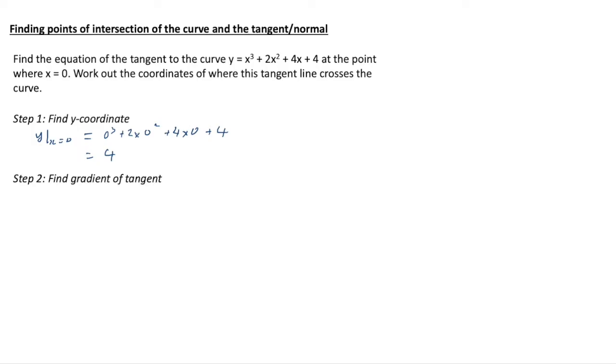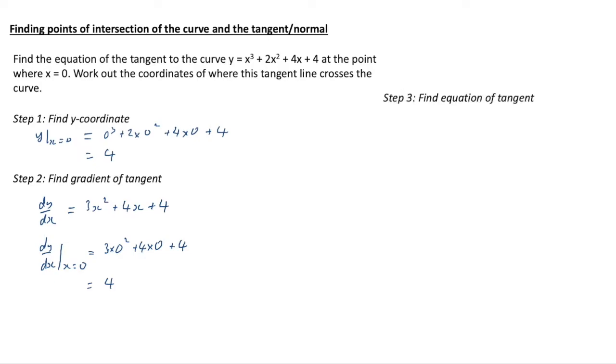Now we have to find the gradient of the tangent at that point. So dy by dx is 3x squared plus 4x plus 4. And when we put 0 into that, so dy by dx when x is equal to 0 gives us 3 times nothing squared plus 4 times nothing plus 4. So that is 4.